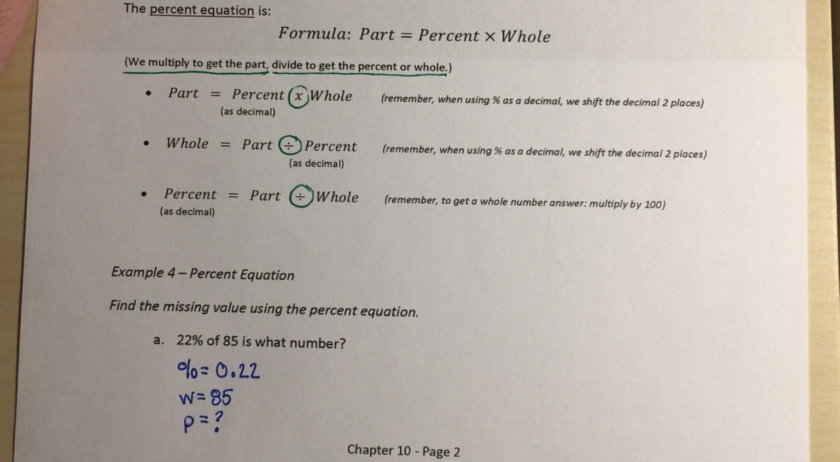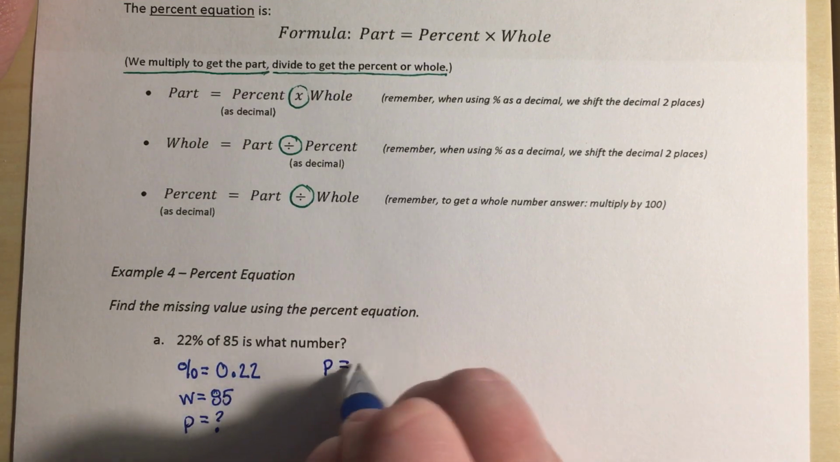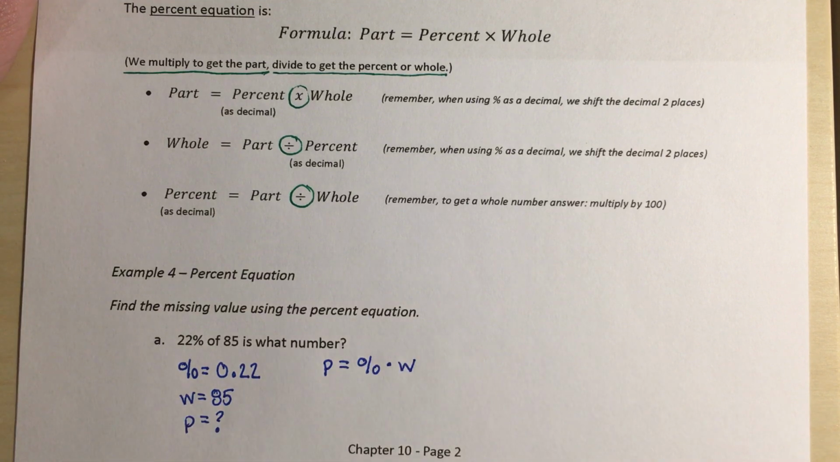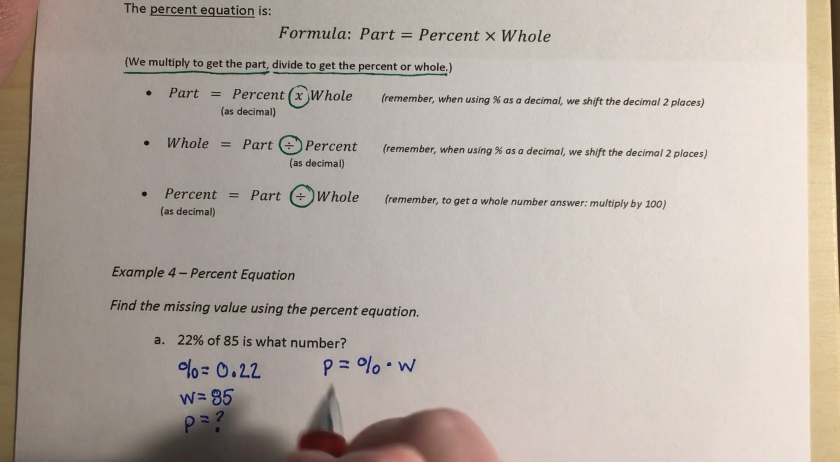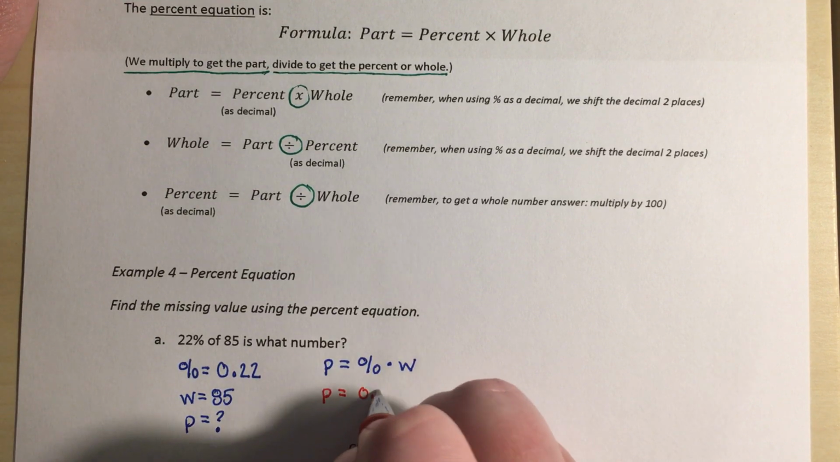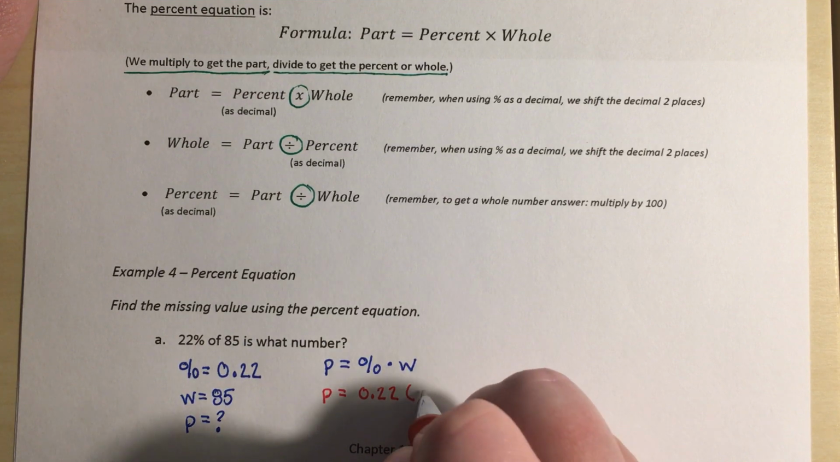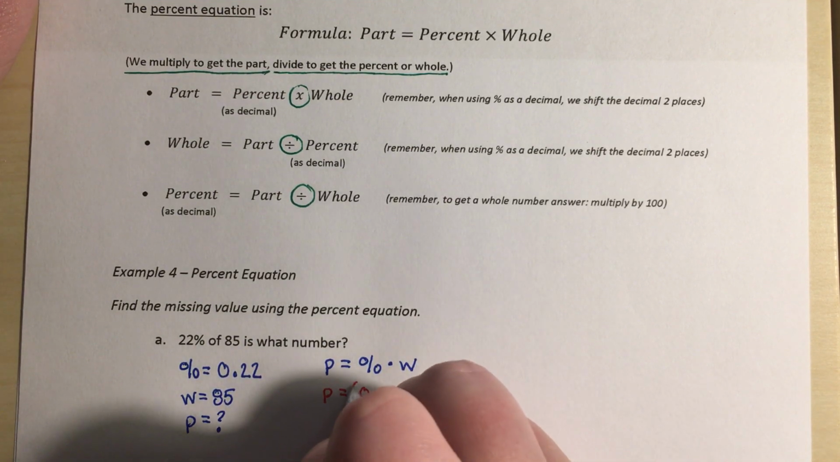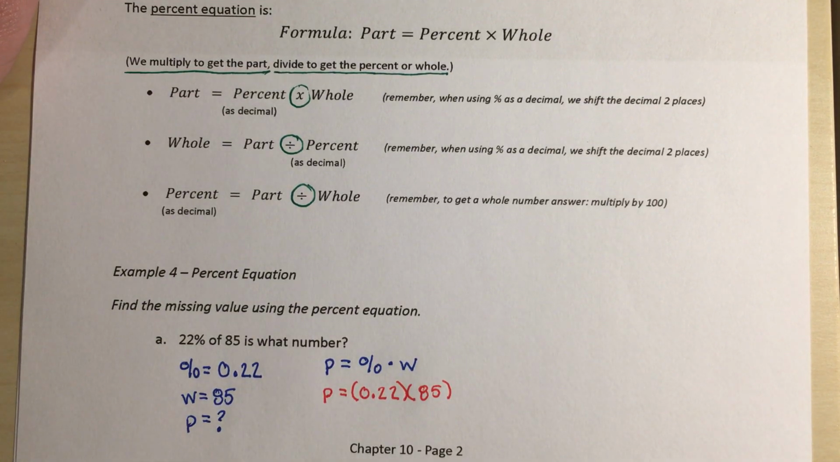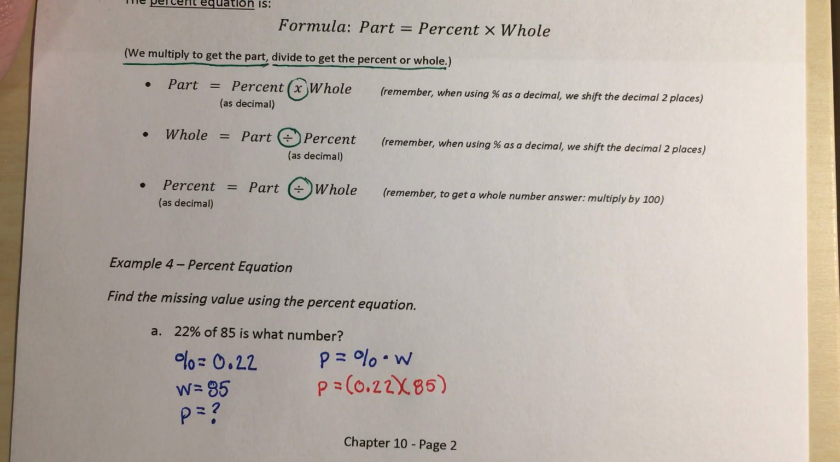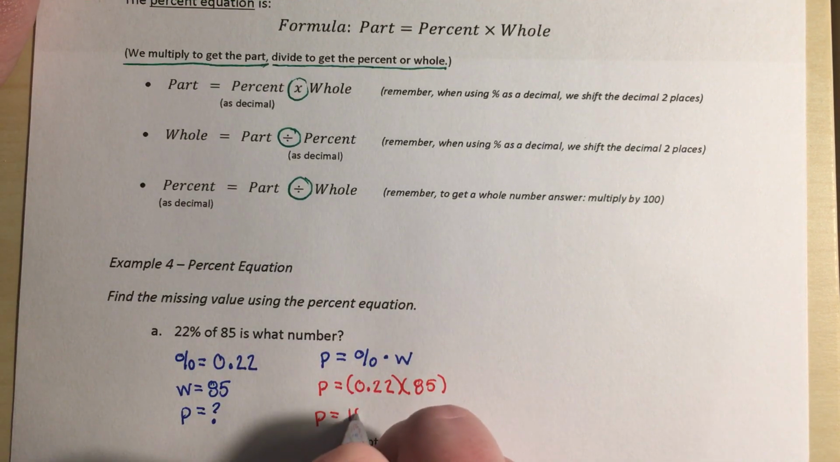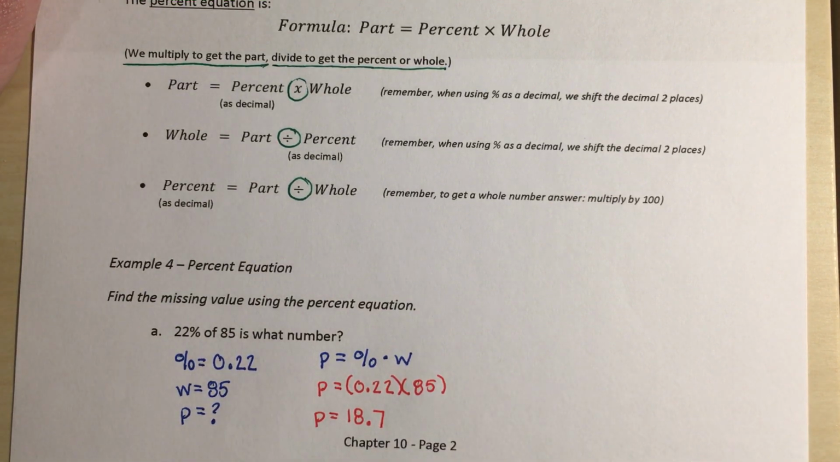So we're going to plug these into our formula. Part equals percent times whole. We plug in the information that we just listed, so our part is going to be our percent, 0.22, times our whole, which is 85. Feel free to use a multiplication symbol or parentheses, whatever's most comfortable for you. We're going to multiply. Feel free to use a graphing calculator, a scientific calculator, whatever calculator you may choose. If we type 0.22 times 85 into our calculator, our P is going to be equal to 18.7. So 22% of 85 is 18.7.